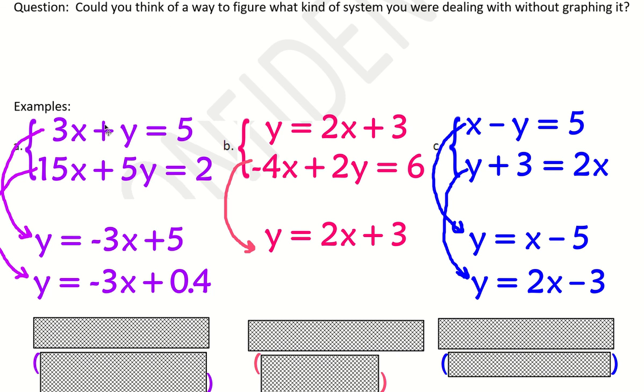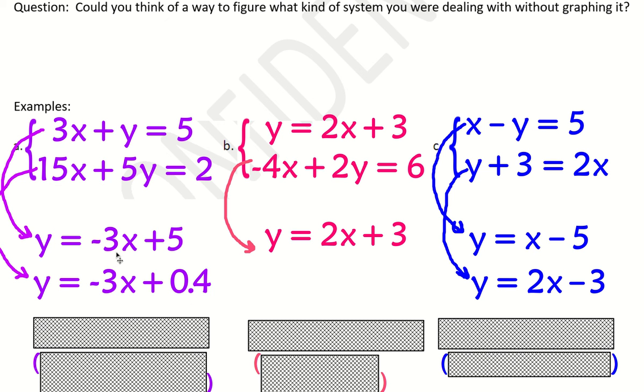The bottom line is I've solved both of these for y. This equation was already solved for y, so I had to solve this equation for y in a couple of steps, and then I solved both of these equations for y. And now that they're solved for y, let's just look here in purple. Look at these. y equals negative 3x plus 5, y equals negative 3x plus 0.4.